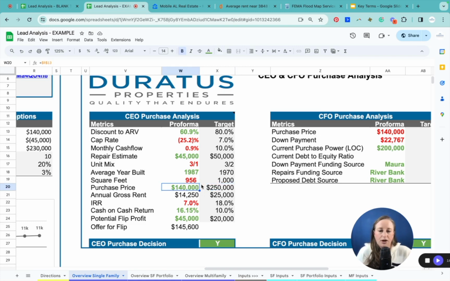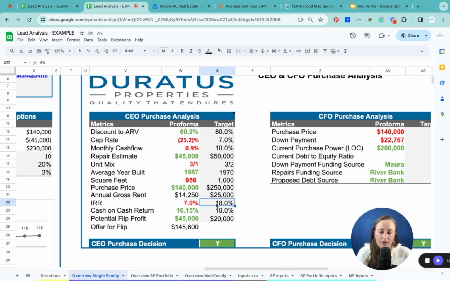Target for a purchase price, we try to buy for $250,000 or less. This one is perfect range. Annual gross rent is a little bit low. Probably we would like to have it a little bit higher than where it is, but again, that's our backup plan, so it's okay.